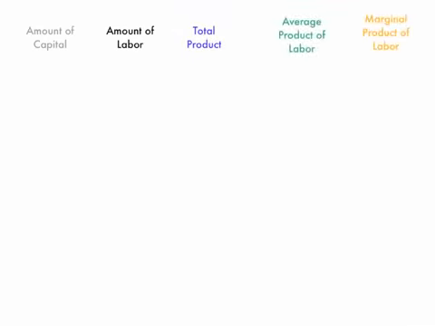Now I'm going to make a table. The first three columns are given. In this case, 3, 0, 0. Average product is nothing, and marginal product is nothing. Capital is fixed at 3, labor is at 1, total product is 5. So average product of labor is 5 divided by 1, which is equal to 5. Marginal product of labor is 5 minus 0 divided by 1, which is 5. And I'll talk about that in the next example.